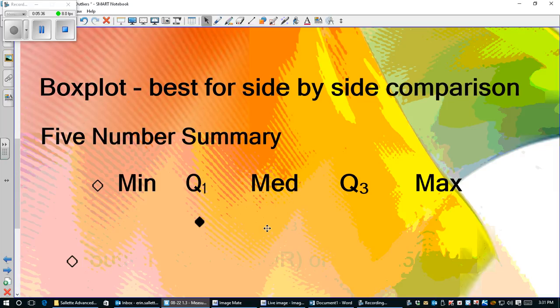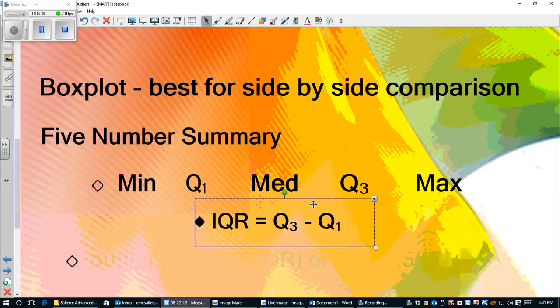With these numbers, we can also produce what's called an IQR. Now, this is going to go in your formulas section on the back of this note guide. The IQR, the interquartile range, is when you take your Q3 and subtract your Q1. This is where the middle 50% of your data lives.